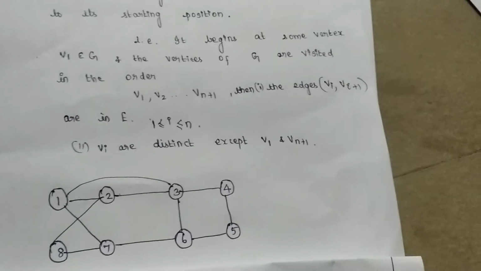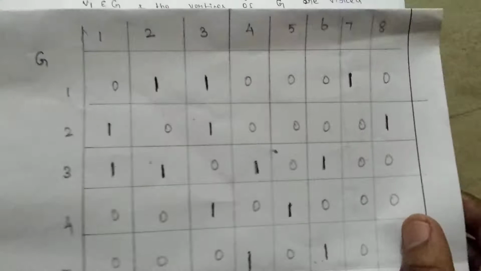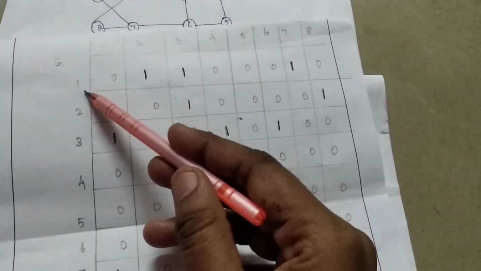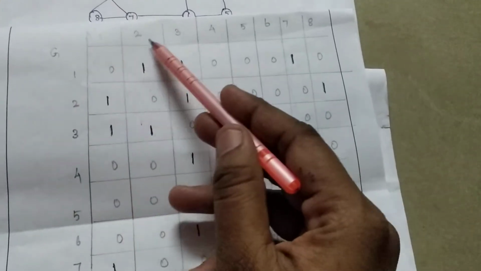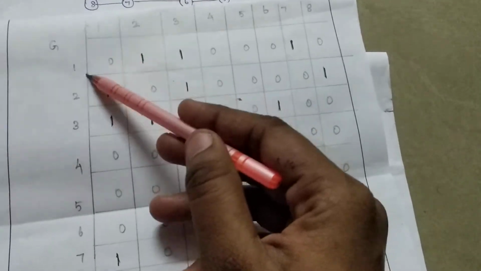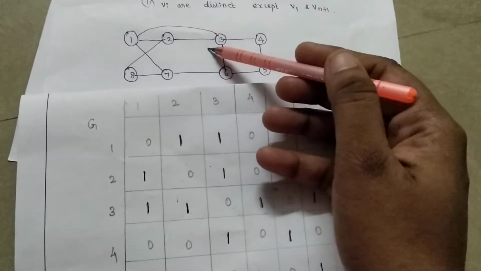For this, let's illustrate the example first. Then we will explain the algorithm. For this graph, let's create an adjacency matrix. An adjacency matrix is a matrix with n rows and n columns, and each cell value will be either 1 if there is an edge from one vertex to another vertex, and 0 means there is no edge between these two vertices. So this is the adjacency matrix for this graph.